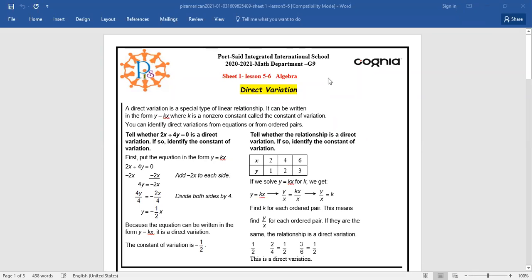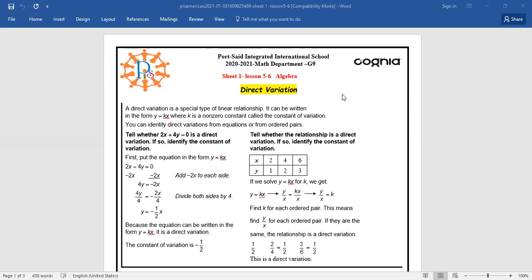Power 1. Yes, it should be power 1. If it's a quadratic, we will find that it's power 2. If it's a cubic, it will be power 3, and so on. But the direct variation, as I said, is a special case of the linear relationship.